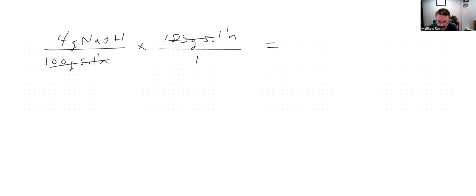85 times 4 should be about 7.4 grams. You could also take 4%, as a decimal 0.04, times 185, and you should get the same thing. Either way, 7.4 grams of sodium hydroxide contained within 185 grams of solution.